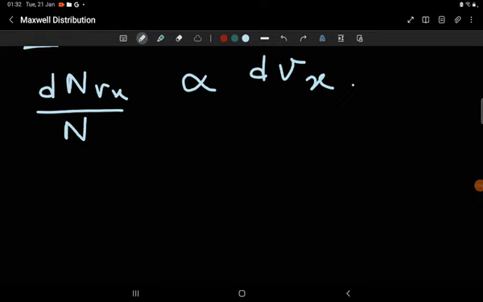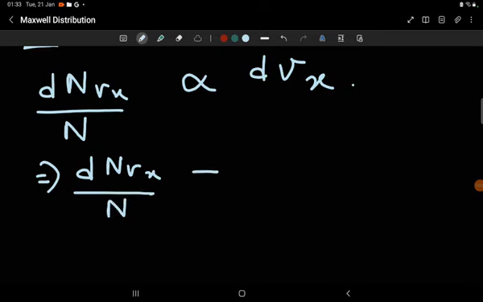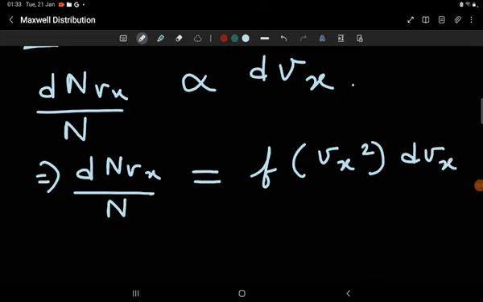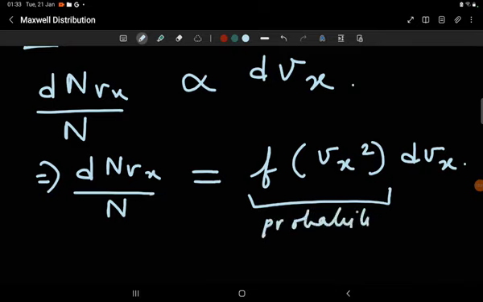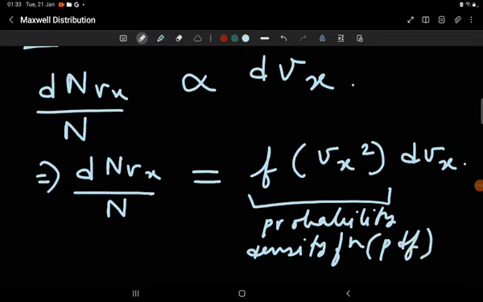Now if we remove this proportional sign, we should replace it with a constant, and in fact this constant is a function, written as f Vx squared dVx. What is this f Vx squared? This is actually a probability density function, called the PDF. We will call it the PDF.